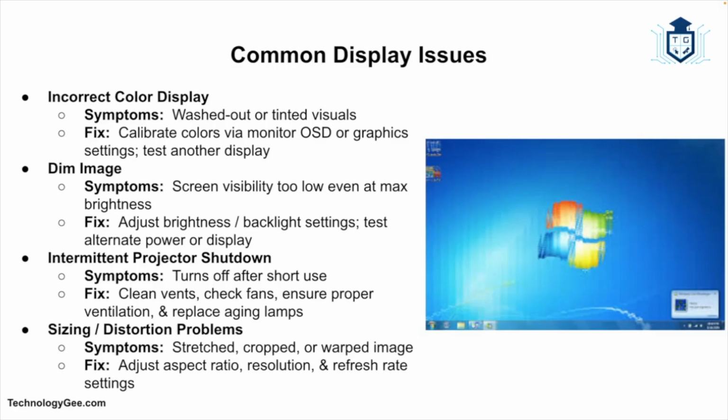So projectors can randomly shut down due to overheating, a faulty power supply, or incorrect settings. And the symptoms are the projector turns off unexpectedly after being on for a while, or the projector won't turn back on immediately. How you troubleshoot this is you want to check the lamp and cooling system. So you want to ensure that the projector's cooling system is working properly. And if the fan is clogged with dust or the air vents are blocked, then the projector may overheat and shut down. You also want to check for overheating.